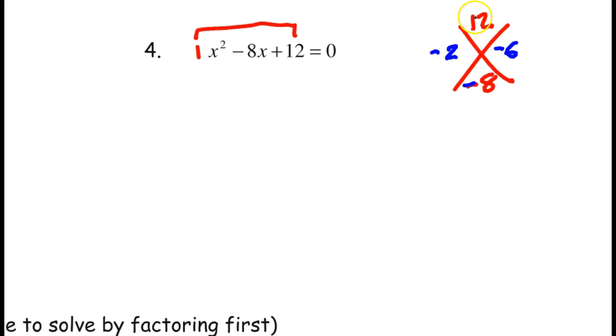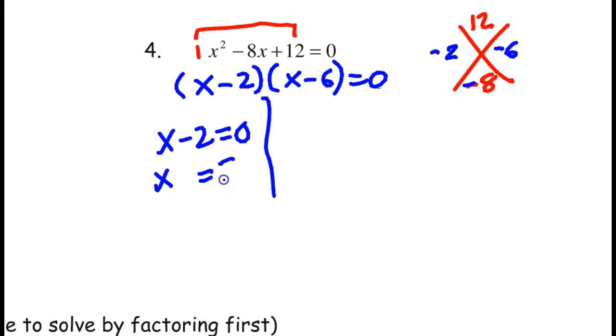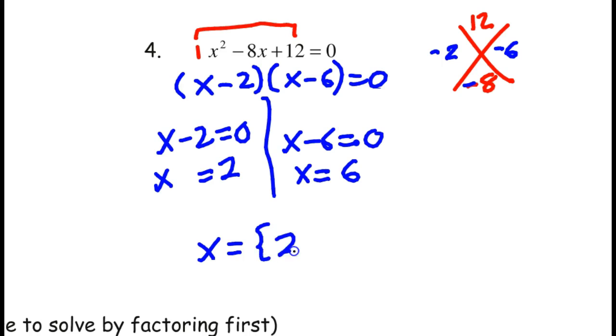That still multiplies to positive. So we have x minus 2, x minus 6 equals 0. And then we have x minus 2 is 0, so one x-intercept is 2. And we have x minus 6 equals 0, so the other x-intercept is 6. So if we graph this, it would cross the x-axis at 2 and 6.